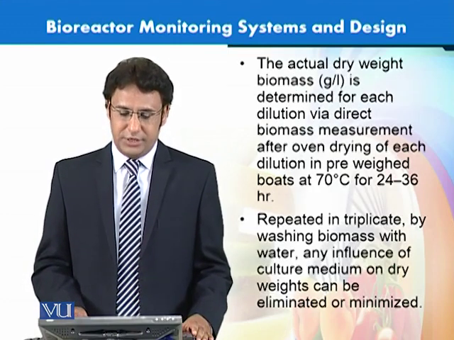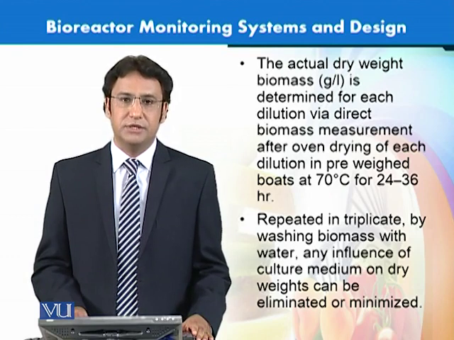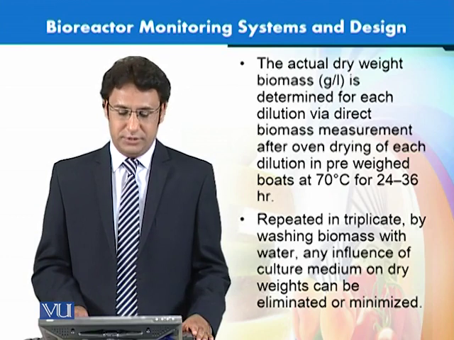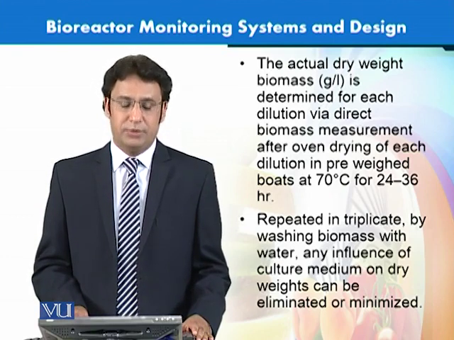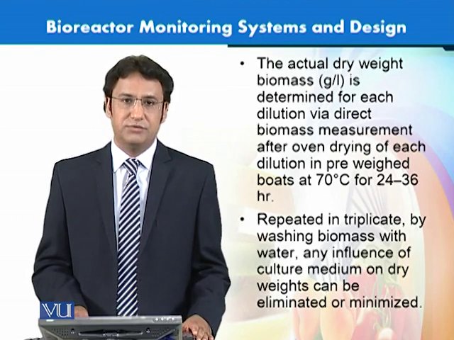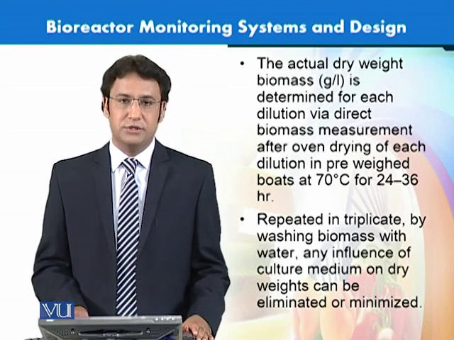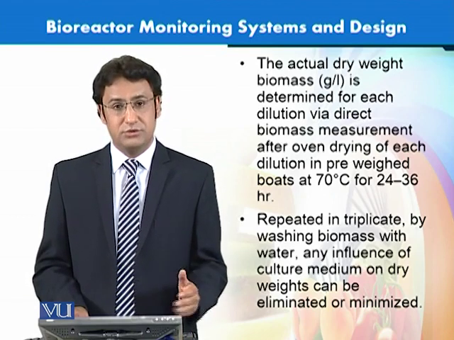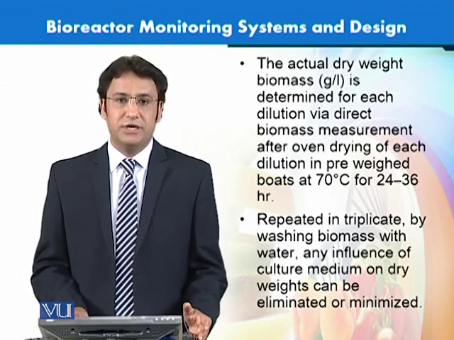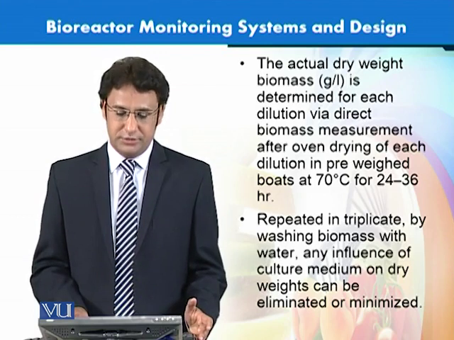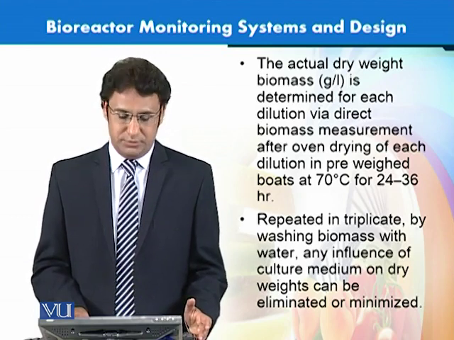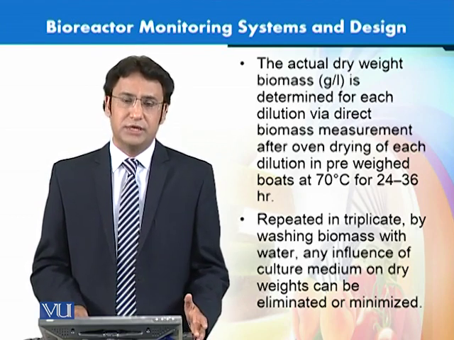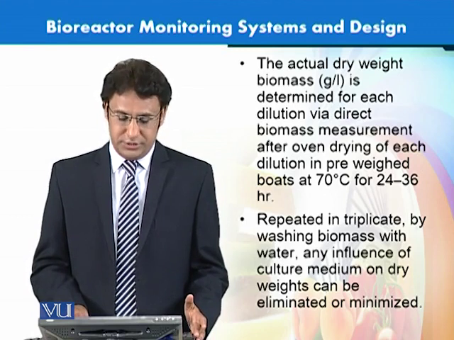Then we look at the actual dry weight biomass, which is measured in gram per liter. It is determined through dilution, by direct biomass measurement after oven drying of each dilution in pre-weighed boats at 70 degrees C for 24 to 36 hours. These are the conditions in which we measure the dry weight biomass of these microorganisms. Of course, like any other experiment, we repeat this in triplicate.